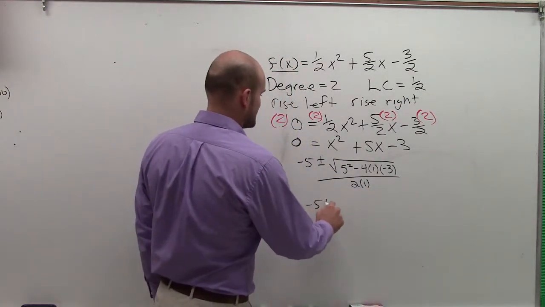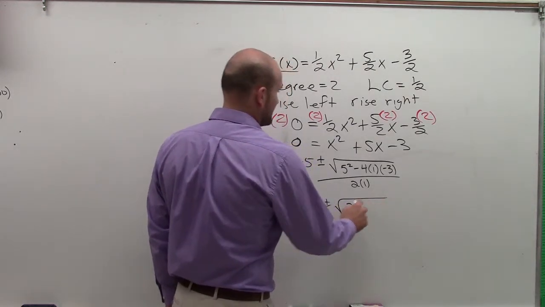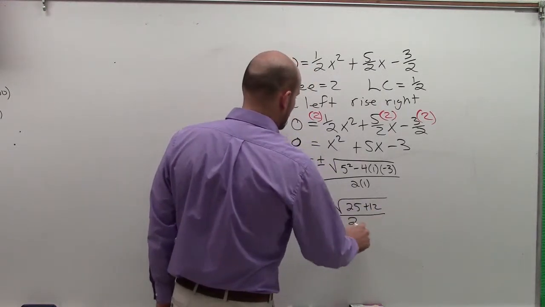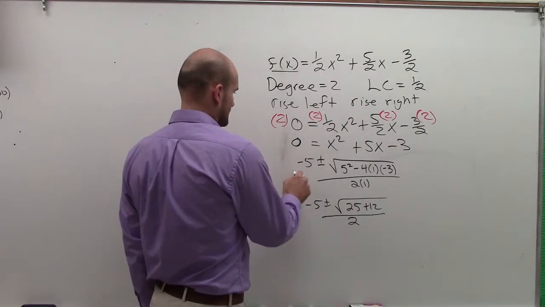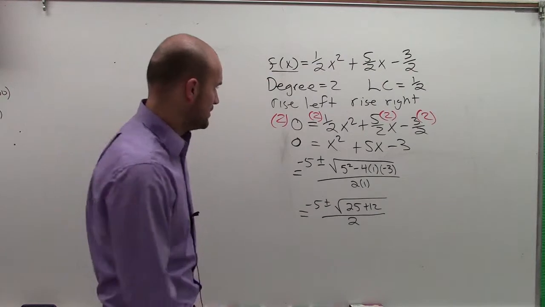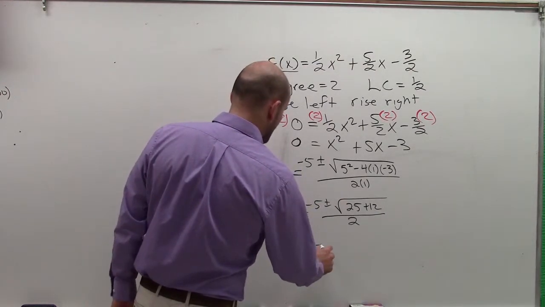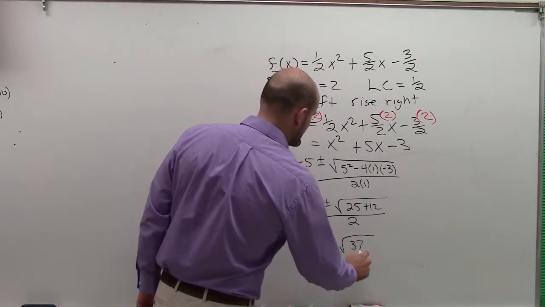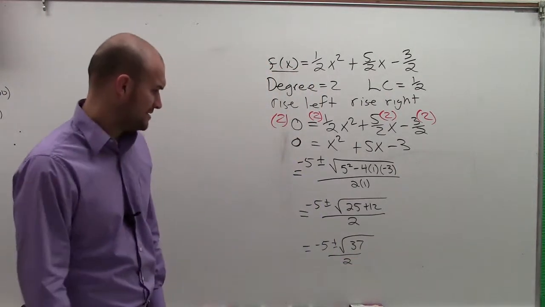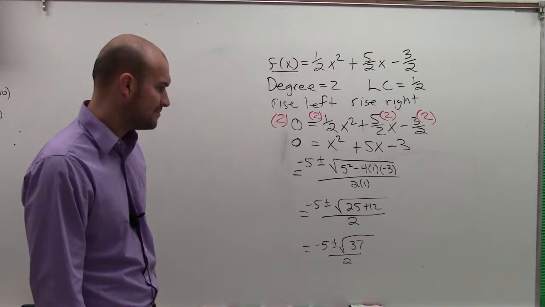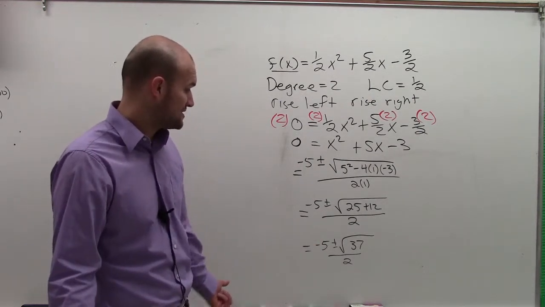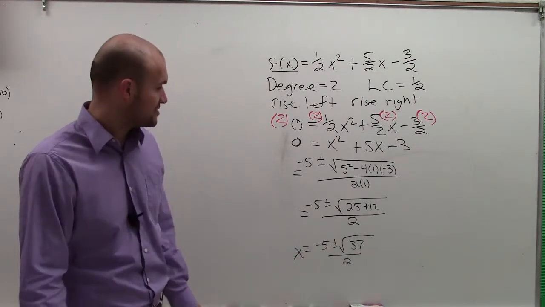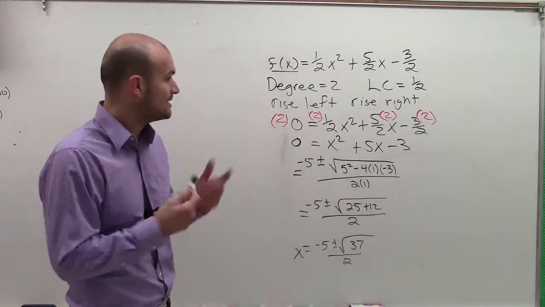So simplify this a little bit. I get 25 plus 12, divided by 2. We continue on. We get -5 plus or minus the square root of 37, divided by 2. I'm not really seeing where this can be simplified. So I'm just going to leave my 2 zeros as x equals. So my 2 x-intercepts are going to be x equals -5 plus or minus the square root of 37 divided by 2. Now we need to look at the multiplicity.